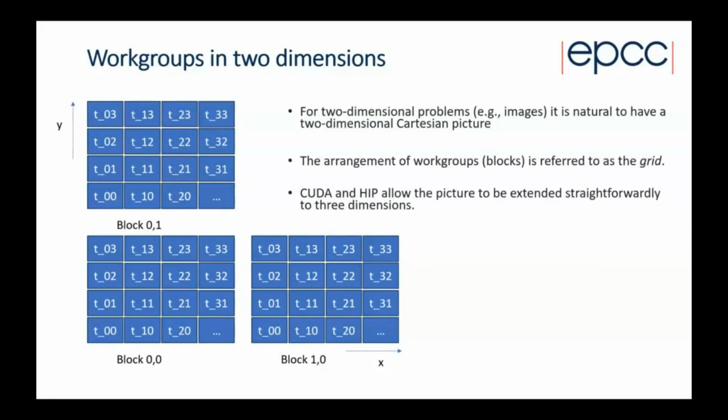In CUDA and HIP, we could extend this 2-dimensional picture into a 3-dimensional picture relatively straightforwardly. We're not going to do that because it gets a little bit complicated with how to visualize. But what you can start to see is that you can organize your blocks into the z-axis effectively as well. So here we just have the x and y direction.